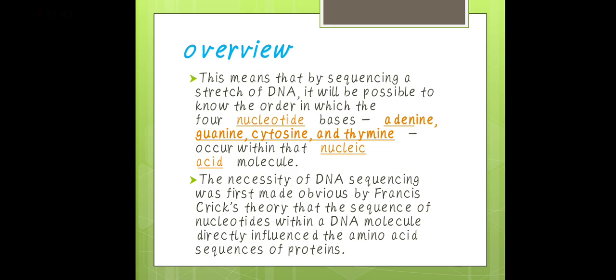Then overview. This means that by sequencing a stretch of DNA, it will be possible to know the order in which the four nucleotide bases adenine, guanine, cytosine and thymine occur within that nucleic acid molecule. The necessity of DNA sequencing was first made obvious by Francis Crick's theory that the sequence of nucleotides within a DNA molecule directly influences the amino acid sequences of proteins.